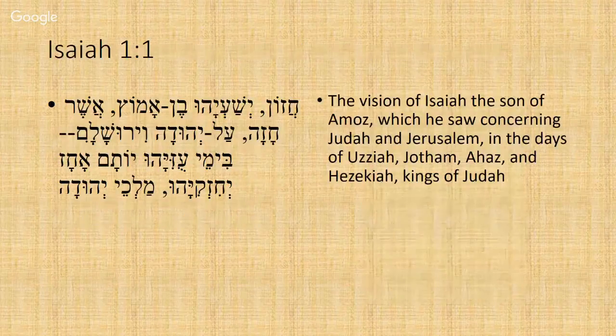Next slide. Thank you. Kazon Yeshayahu ben Amos, Asher Kaza, Al Yehuda, Wirushalam, Bime Uziyahu, Yotam Akaz Yakez Kriyahu. Malke Yehuda, the vision of Isaiah, the son of Amos, which he saw concerning Judah and Jerusalem in the days of Uzziah, Jotam, Ahaz, and Hezekiah, kings of Judah.